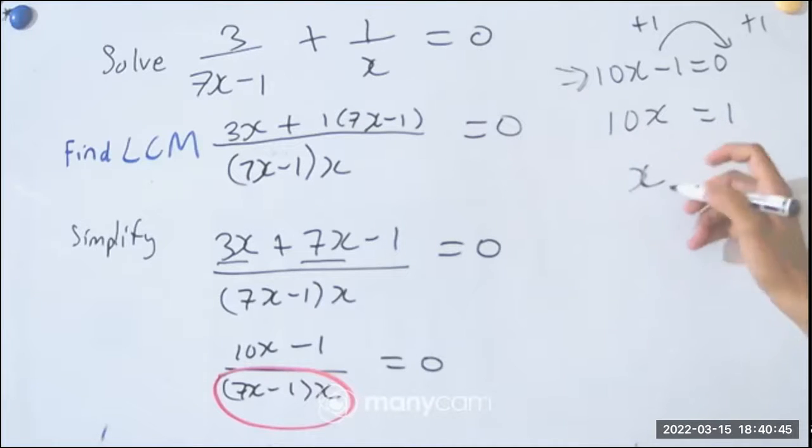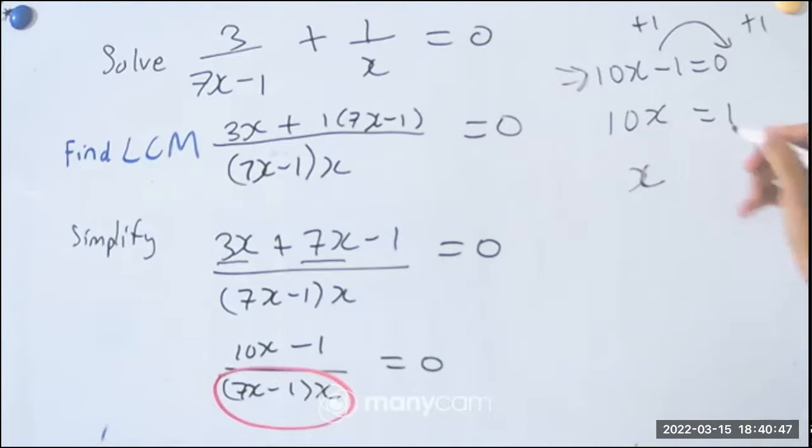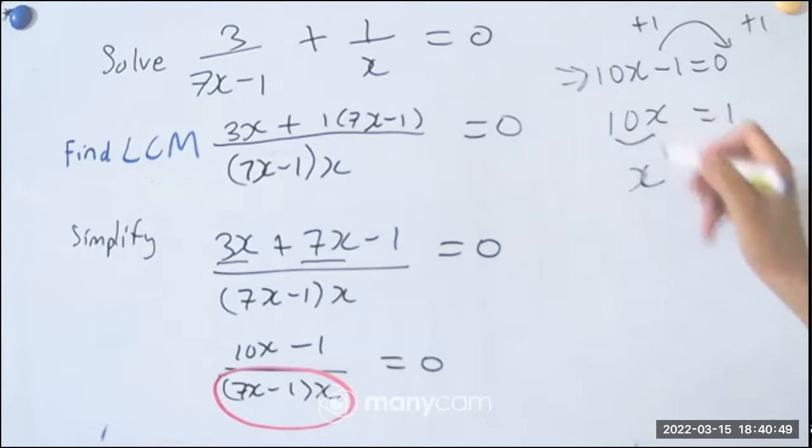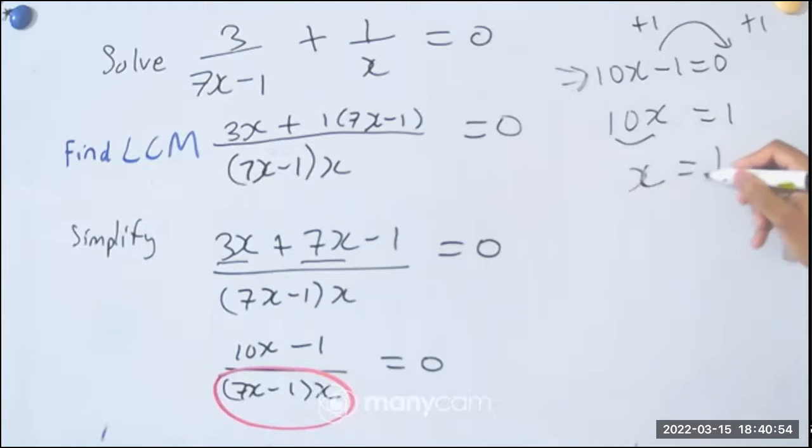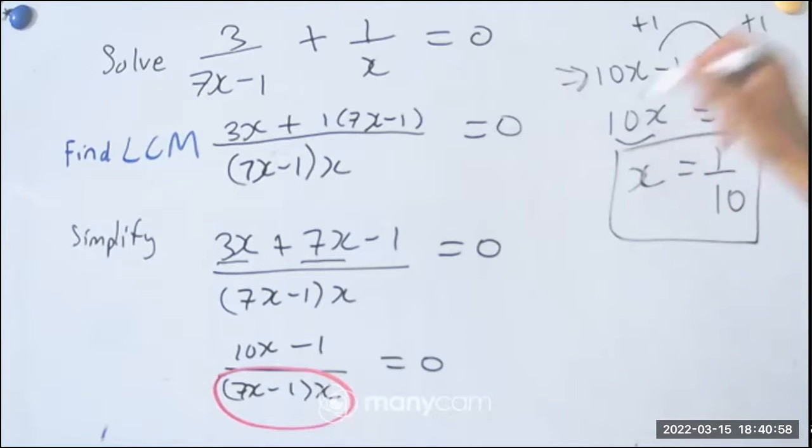Now, how would I solve for x here? So 10x equals 1. What does this really say? It's saying 10 multiplied by x. So we need to divide by 10 on this side, right? Because the opposite of multiplication is division. And that is how we have gotten the solution for that one.